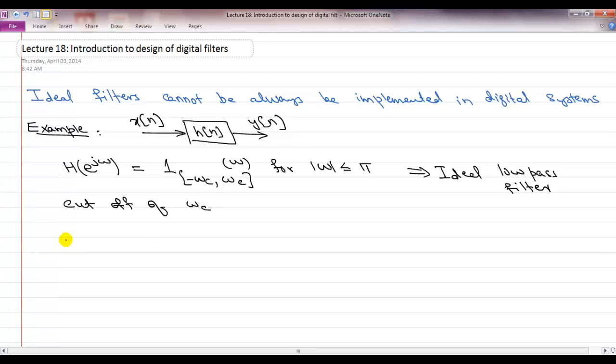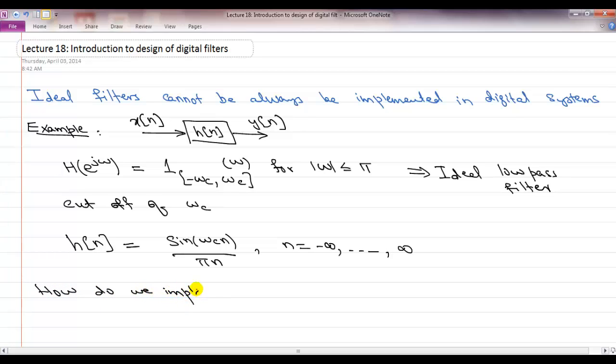Now on paper this is a perfectly valid filter. We know what the impulse response of this low pass filter is. The impulse response is sin(omega c n) over pi n, which has the sinc formulation, and n is from minus infinity to infinity. A perfectly valid filter on paper. The question is the following: how do we implement this? And the reason we are asking this question is because we know filter implementation has to do with either using the convolution formula or some other trick which we'll come to later.